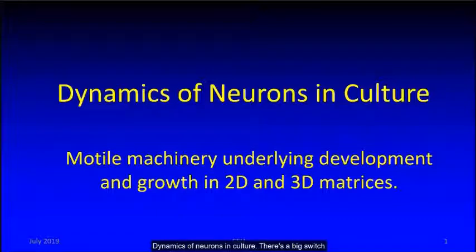Dynamics of neurons in culture. So there's a big switch to the talks that we heard before. We're actually moving up in the animal kingdom. So we heard about the use of Drosophila, the use of C. elegans, invertebrates, great advantages because you can just put them on a microscope and look right through it, right? Well, if you go up in the animal kingdom to mice, rats, humans, that's impossible.